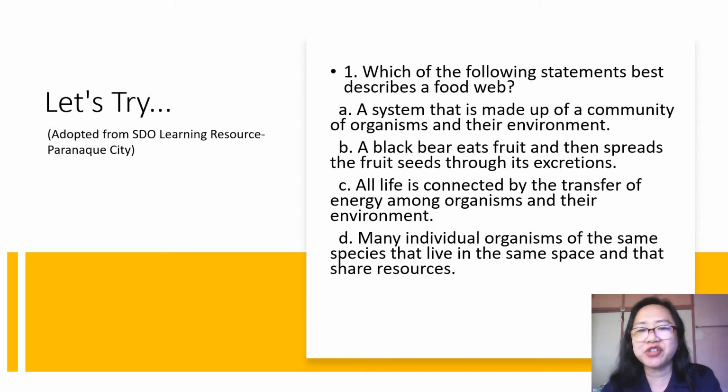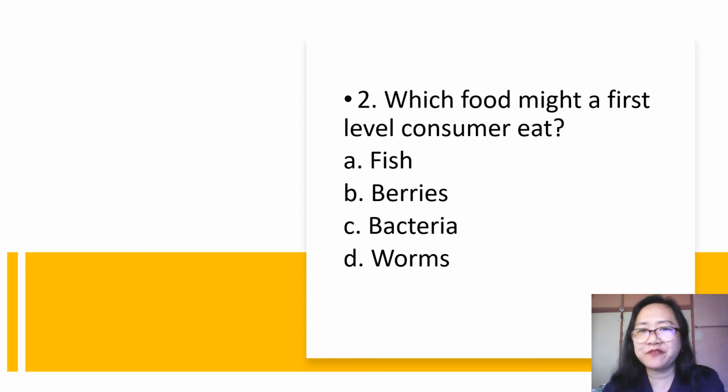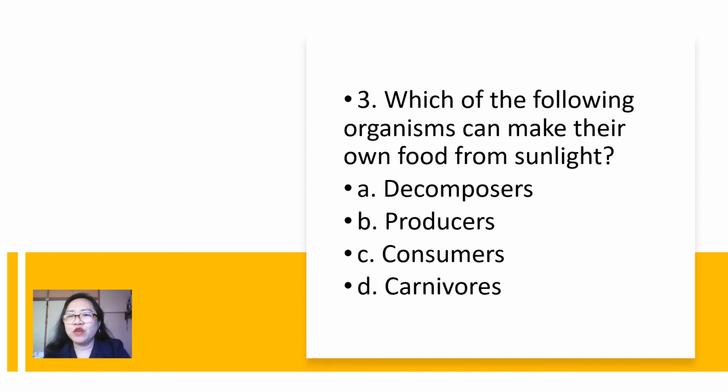Number 2. Which food might a first-level consumer eat? A. Fish. B. Berries. C. Bacteria. D. Worms. Number 3. Which of the following organisms can make their own food from sunlight? A. Decomposers. B. Producers. C. Consumers. D. Carnivores.